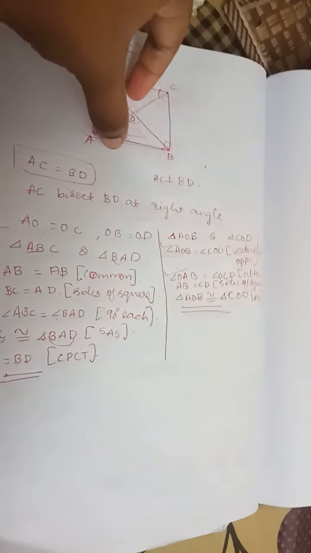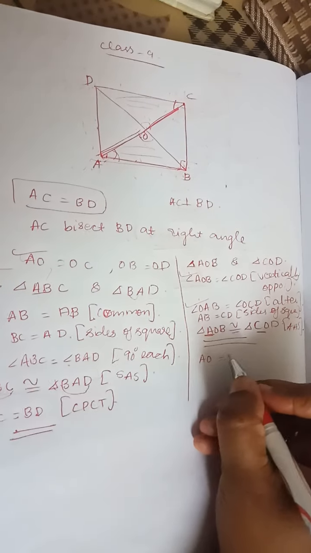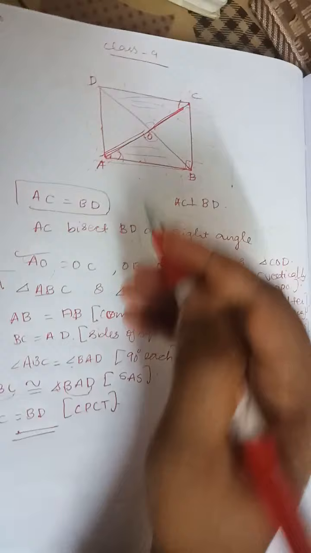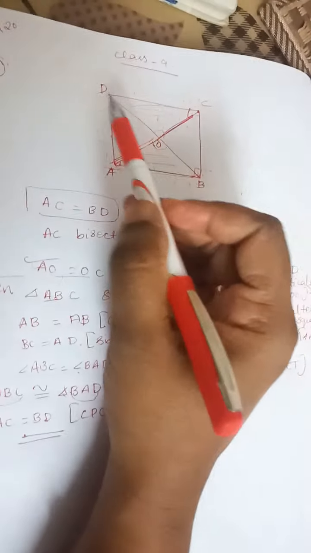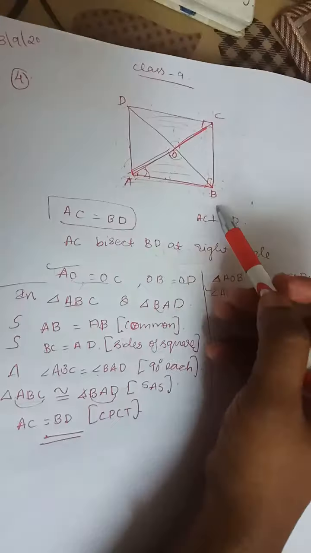So if these two triangles are congruent, then we can equate their corresponding parts. So AO is equal to CO. We can write it by using CPCT. So by taking these two triangles, we can prove AO is equal to CO. By taking this triangle and this triangle, we can prove AC is equal to BD.